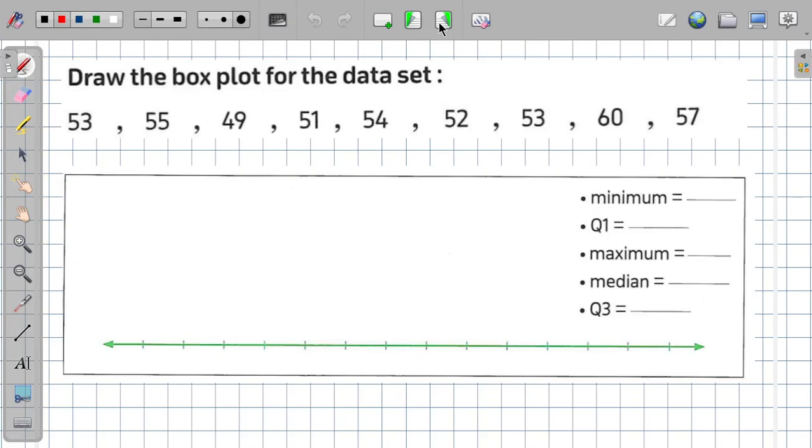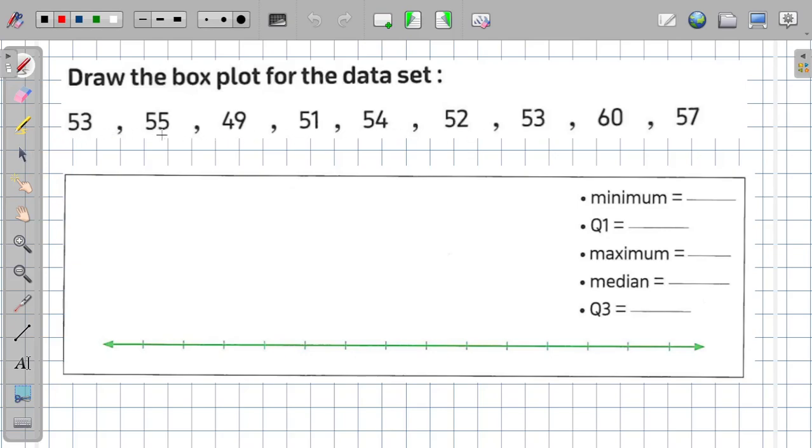Okay, so if we have an example like this, I wanted to draw the box plot for this data set. So what can I do? First, we will get the 5 number summary: the minimum value, Q1, the median, Q3, and the maximum value. So first, we want to arrange them to get these numbers. So what is the least number here?